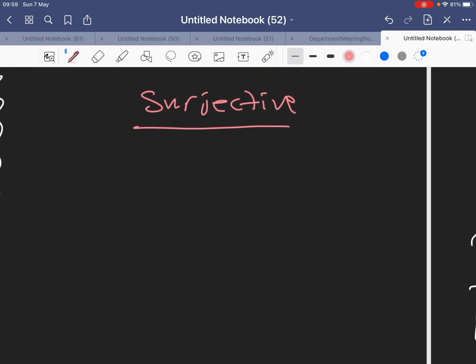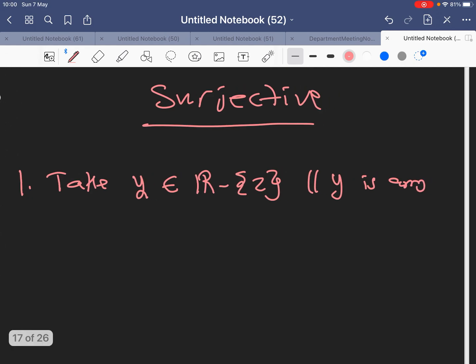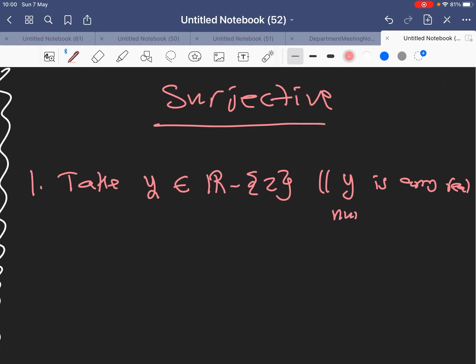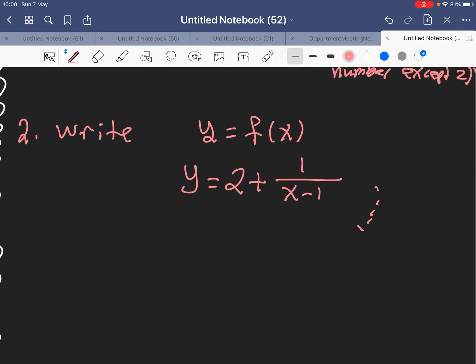Surjectivity, if we want to say it is. How to show the function is surjective? First of all, take any y in the codomain, so everything except 2. So y is any real number except 2. Keep this in mind, we will need it. Second, we said we have to write y equal f of x, which means y equal 2 plus 1 over x minus 1. And the next step, we need to isolate x.